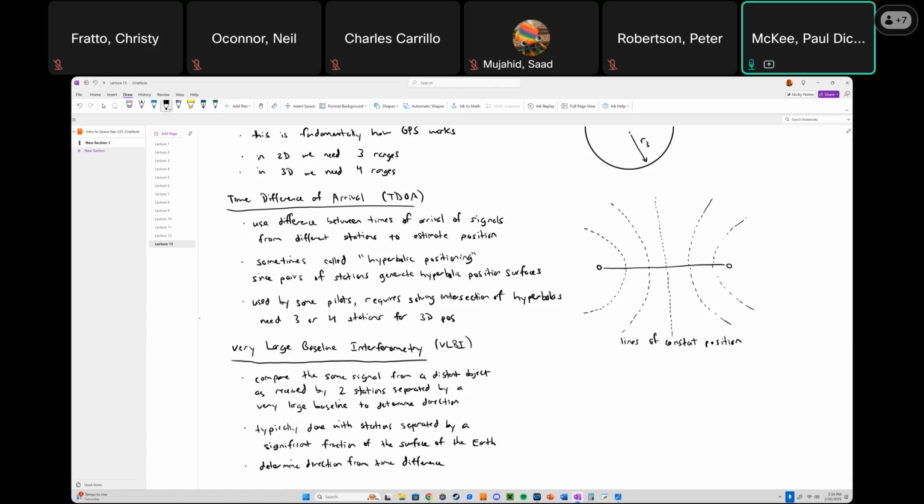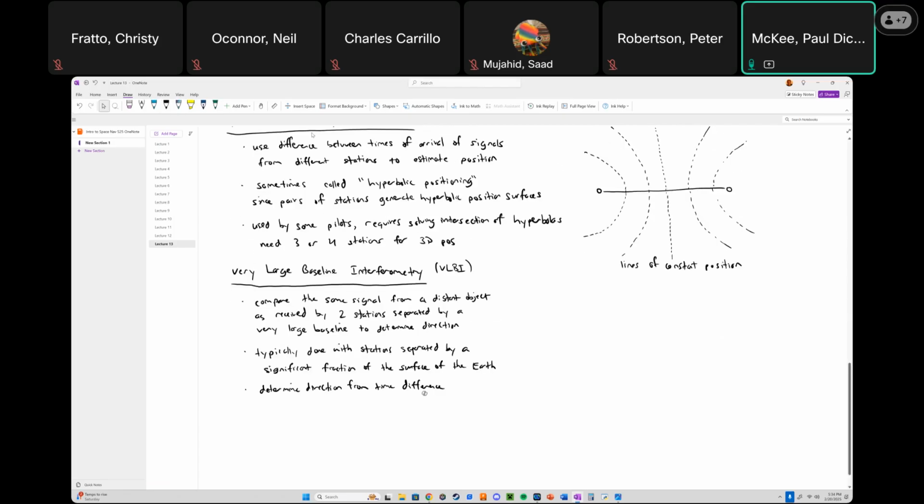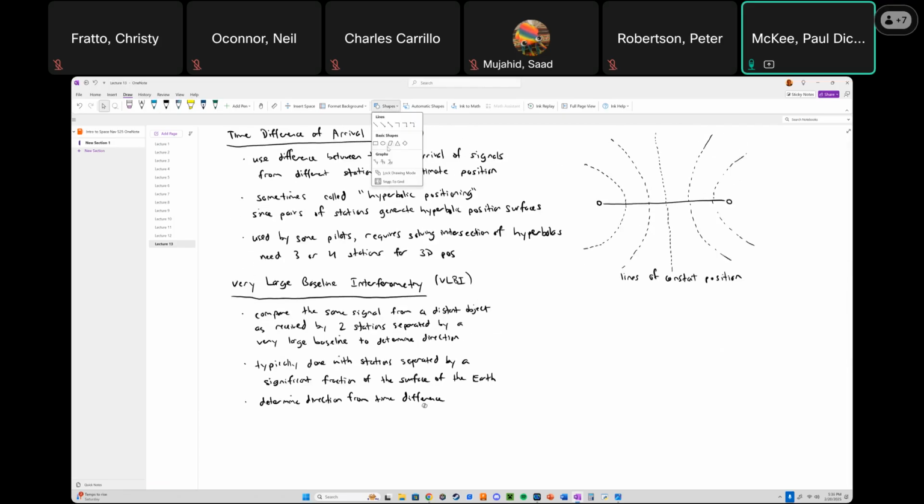So hopefully this picture will make some sense here. I'm going to draw the Earth. You know what? I'm going to start making more and more liberal use of this shape feature because this draws circles so much better than I can. There we go. Here's the Earth. Here is one station. And then here is another ground station.